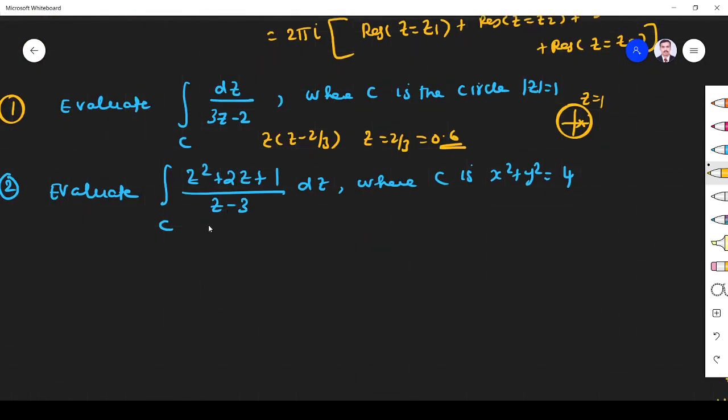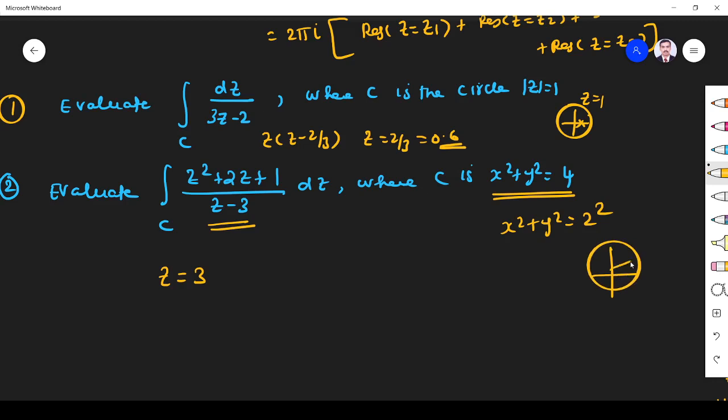But here you see, by seeing the question itself, we can say there is a pole at 3. z is equal to 3. Because when you substitute z is equal to 3, the function becomes infinity. z is equal to 3 is a pole. What is this? This is x squared plus y squared is equal to 4. That means it is a circle equation. Because the circle equation is x squared plus y squared is equal to r squared, with the center at the origin. So r is equal to 2. So it is a circle of radius 2.